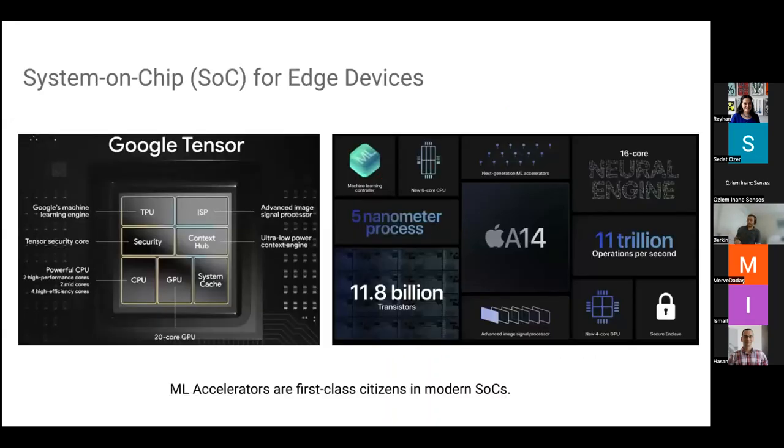Not surprisingly, after seeing all that data, we see that all recent modern systems on chip for edge devices come with special machine learning engines. Google's Tensor, Apple's A14, and all other SoCs as well. You would see that there are special cores for machine learning.